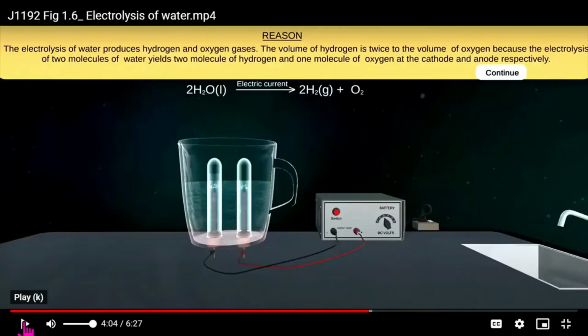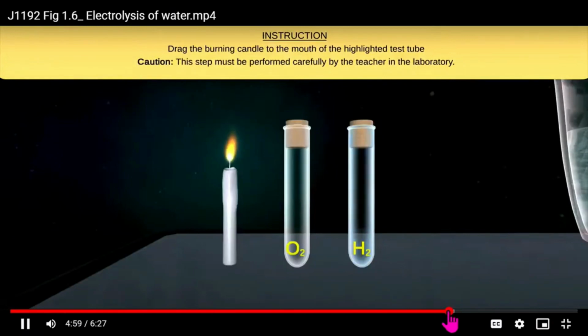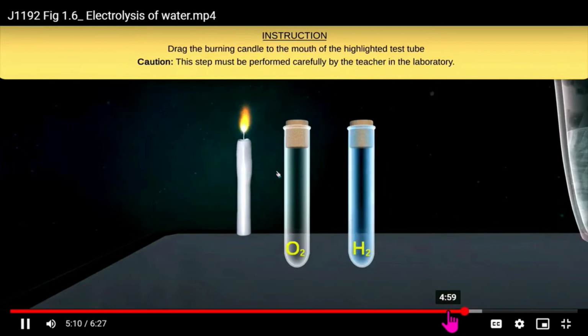So let us move on fast again. It yields 2 molecules of hydrogen. Drag the burning candle to the mouth of the highlighted test tube. Caution: this step must be performed carefully by the teacher in the laboratory.